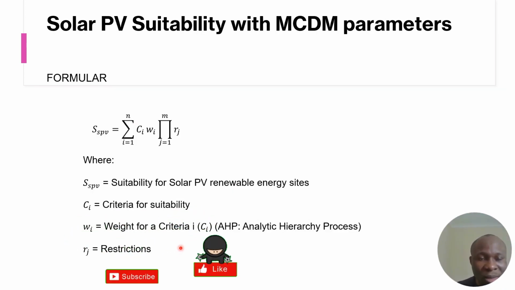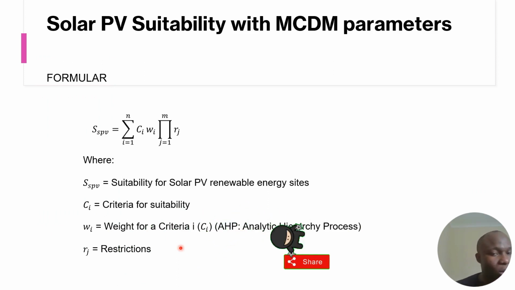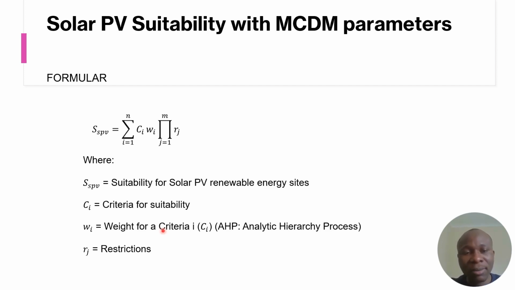Now we talk about the formula or the equation that we'll be using for the suitability analysis in our GIS environment. By the time we get all these criteria refined and remodeled, we can bring them all together as a form of overlay in our GIS environment, and this is going to follow this simple equation. It's going to be looking at the summation of the criteria and the weight, and the product of the restriction. You can see what they represent, and we're going to be taking them one after the other in the course of this tutorial.